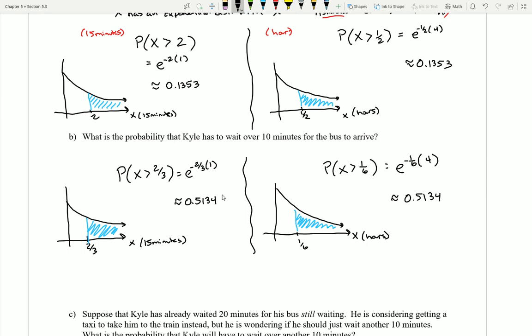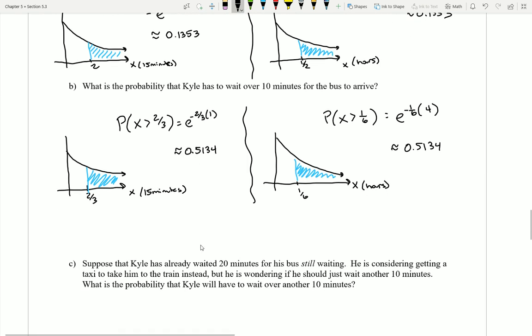In the next video, we'll take a look at this interesting portion of this question, which is part C, and understand some cool properties about an exponential distribution.